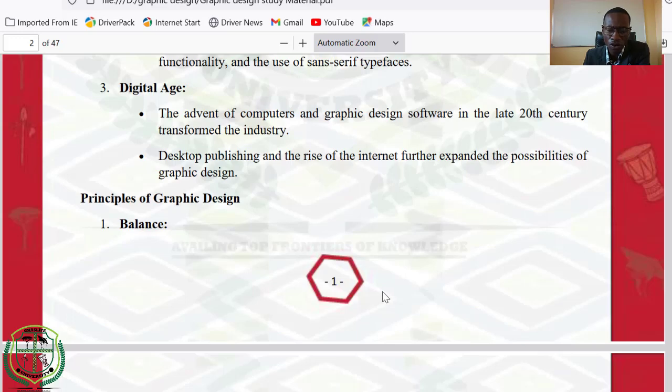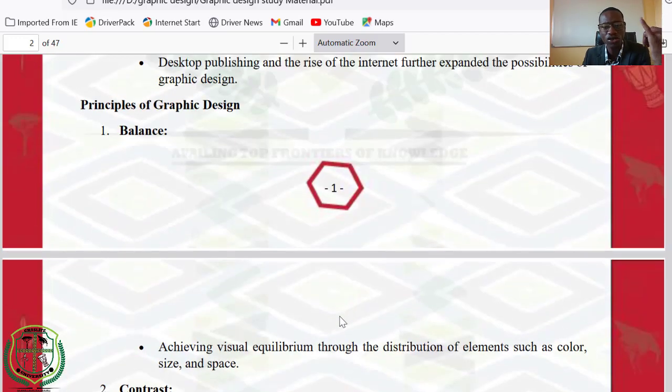Now, what are the principles of graphic design? Principles of graphic design. One, balance. All right. So here, when we talk about balance, we're talking about achieving a visual equilibrium through the distribution of elements such as color, space, and size.